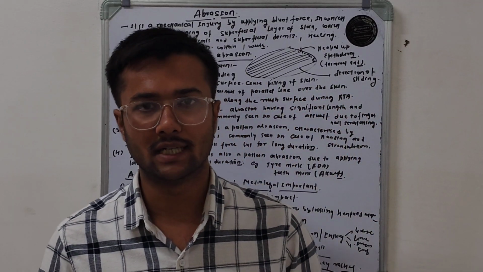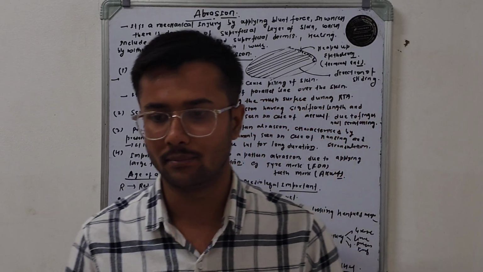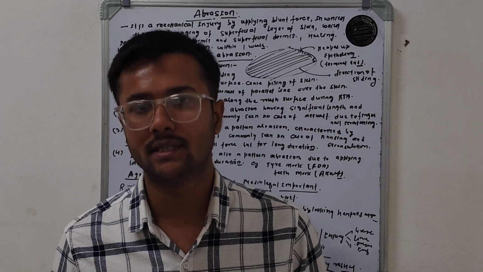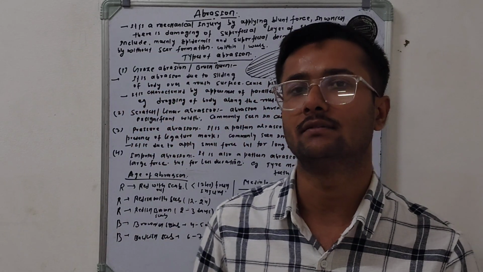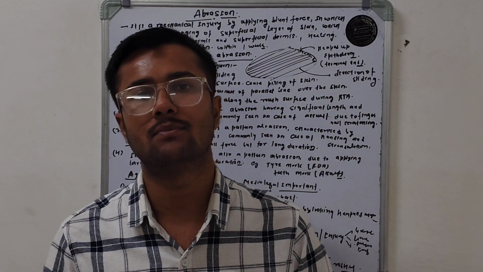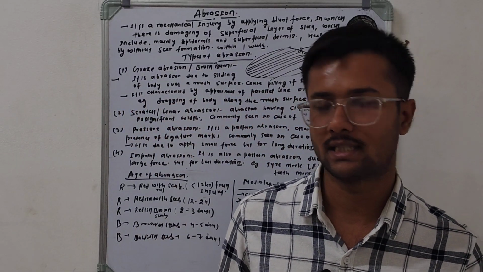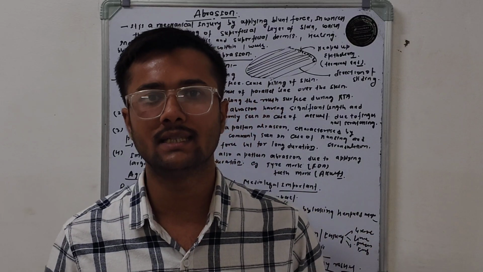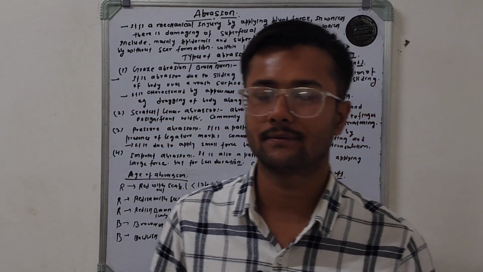Okay, so now the next abrasion is linear abrasion. What is this linear abrasion? It is also called a scratch abrasion. So whenever any abrasion has a significant length but insignificant width, we call such a type of abrasion a linear abrasion or a scratch abrasion. Commonly seen in case of assault due to nail marks.